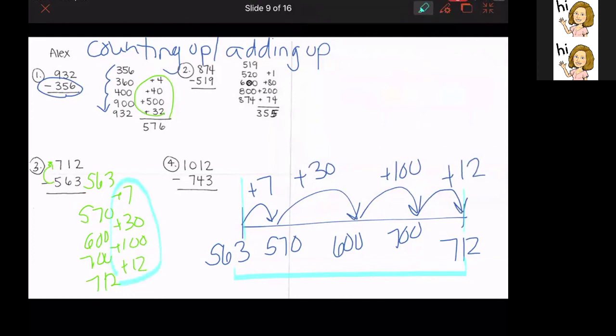That's my distance or my difference. 130, 42 plus 7, so is 149. And go ahead, check it out.